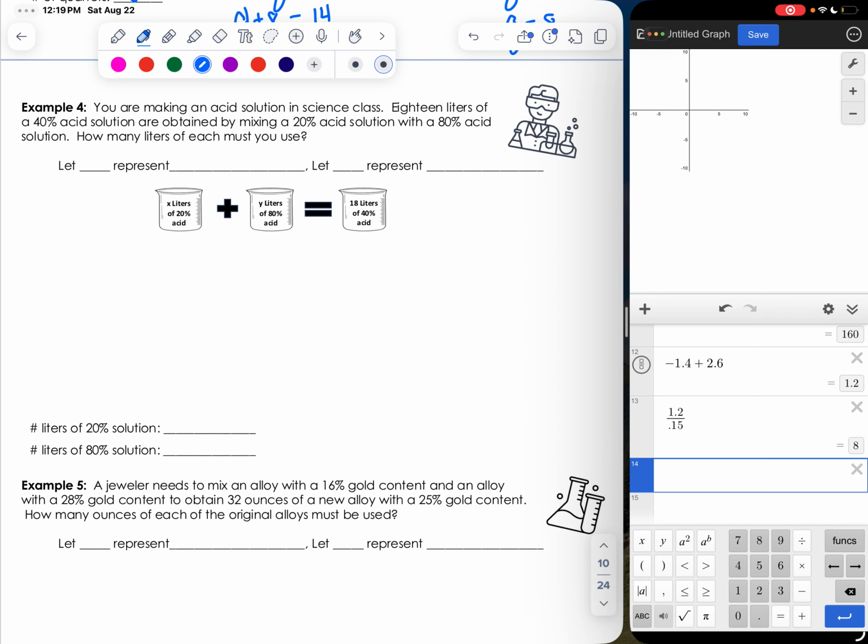So we do not know. We'll let X represent the number of liters of the 20% solution, and we'll let Y represent the number of liters we need of the 80% solution.